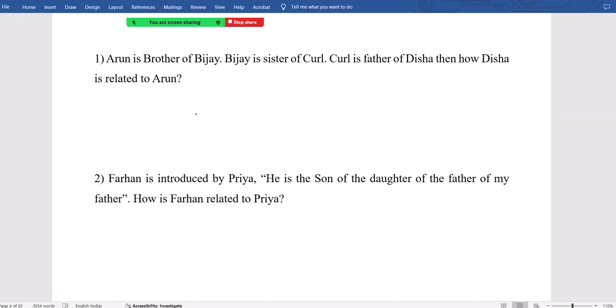Arun is brother of Vijay, sorry. Arun is brother of Vijay. Vijay is sister of Kural. Kural is father of Disha. How is Disha related to Arun? If the option cannot be determined is there, go with that, because Disha's gender is not given.